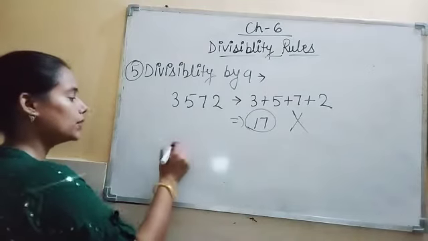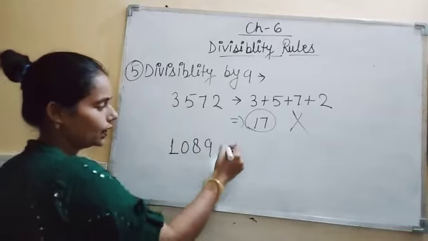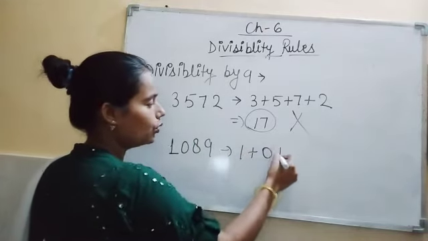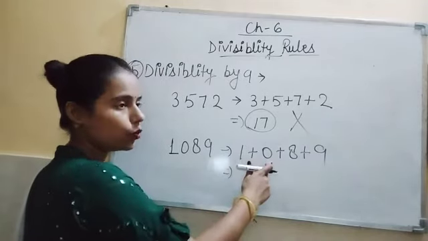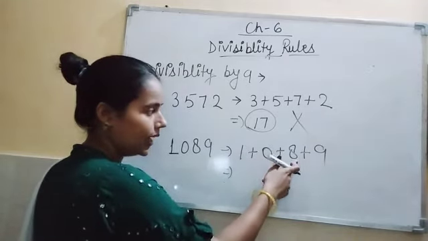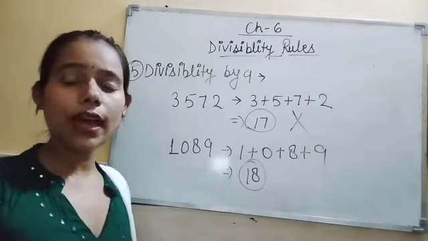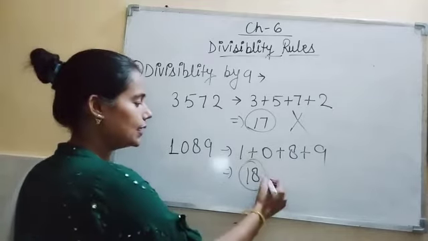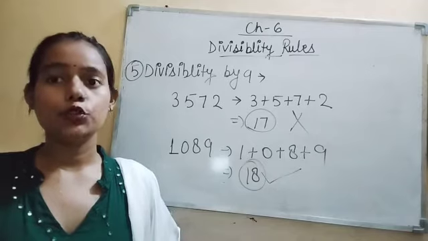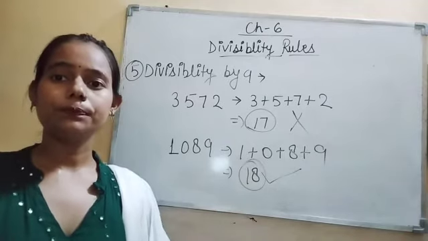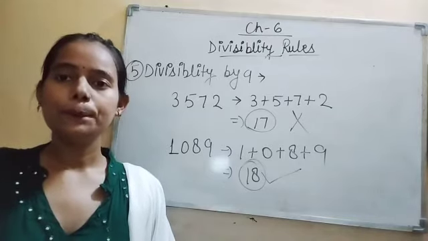Let's take another number. So like class, we have 1089. So 1 plus 0 plus 8 plus 9. So class, 1 plus 0 is 1, 1 plus 8 is 9, and 9 plus 9 is 18. So class, 18 comes in the table of 9. 9 twos are 18. So yes class, it is divisible by 9 completely. So it is a similar rule to the rule of 3 there.